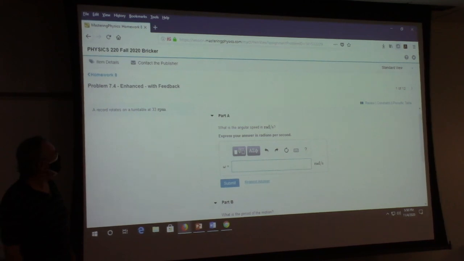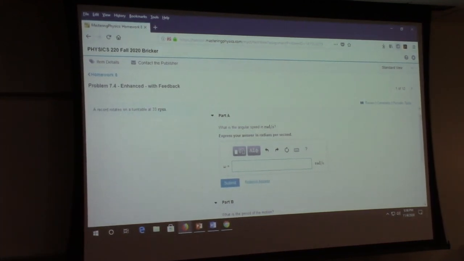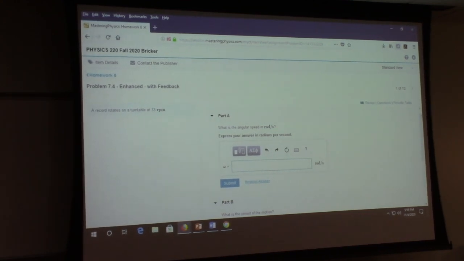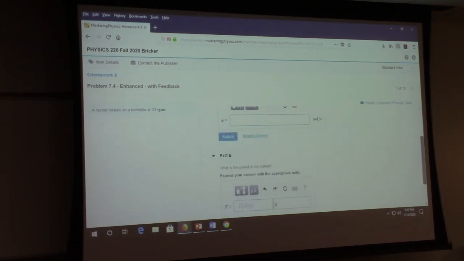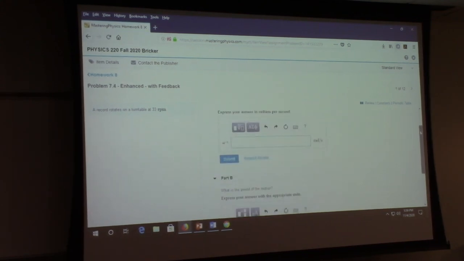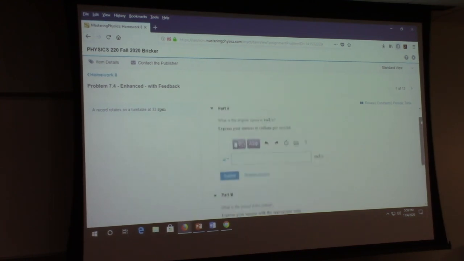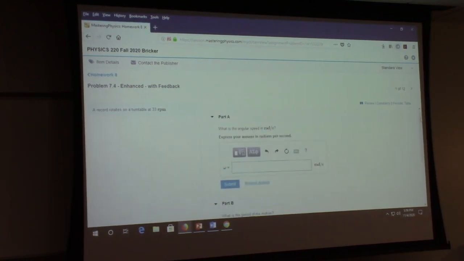We've got 33 RPM. RPM, that's a clue. That's the frequency, just not in the correct units. We want to know what the angular speed is in radians per second, so we really just have to convert RPM to radians per second. And then, what is the period? That shouldn't be too bad. If you know the frequency, the period is 1 over the frequency.